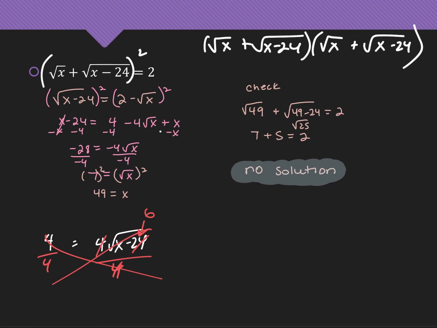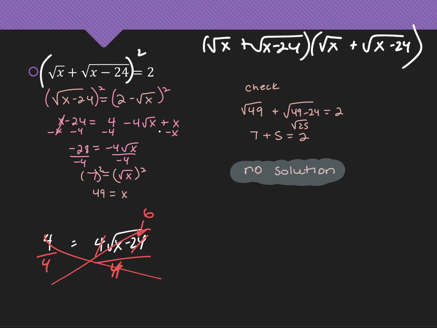So with this one, we end up getting x equals 49. My original question has square roots in it, so I know I need to check it. When you check it, you plug it back in. It does not work. So this would be no solution. If there were 2, one worked and one didn't, I'd keep the one that works. If obviously there's only one and it doesn't work, then it's no solution.